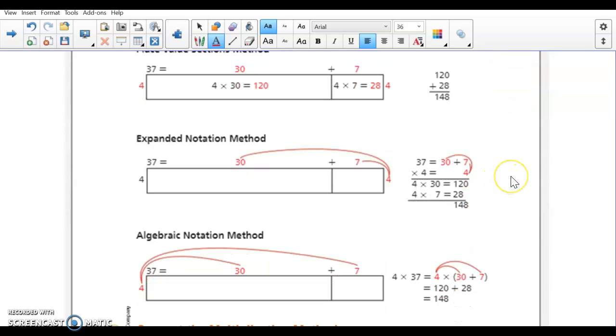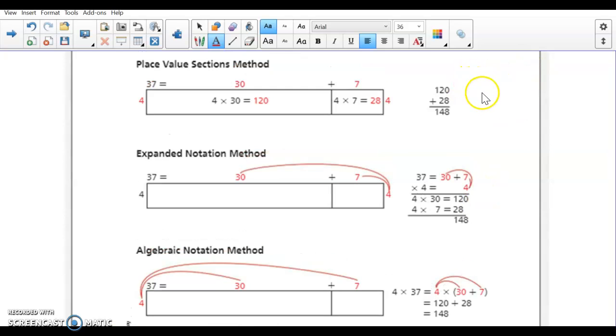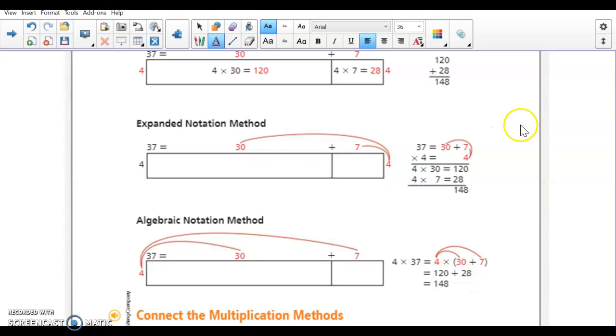With expanded notation, it is the same problem, 4 times 37, and very similar steps, but we have to expand things out. The same thing with 37, we turned it into 30 plus 7, so we just show those steps a little bit more clearly. So 37 equals 30 plus 7, and we did that here. And 4, well, that's just 4. This method will have a few more steps when we get into larger numbers. Our next two rows are really the same thing that we did with our place value sections. These methods all are very, very similar.